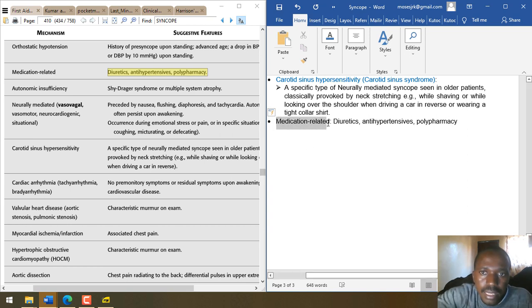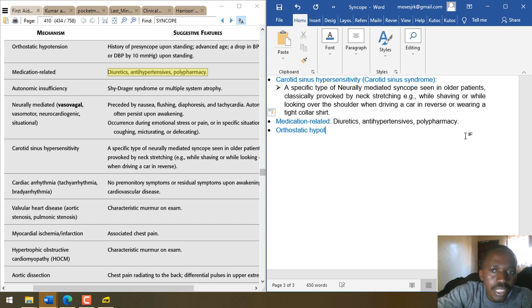And then we saw something about orthostatic hypotension. Okay, so here there is history of presyncope upon standing. So I think those are the points underneath this. So we can add these as qualifying points here.